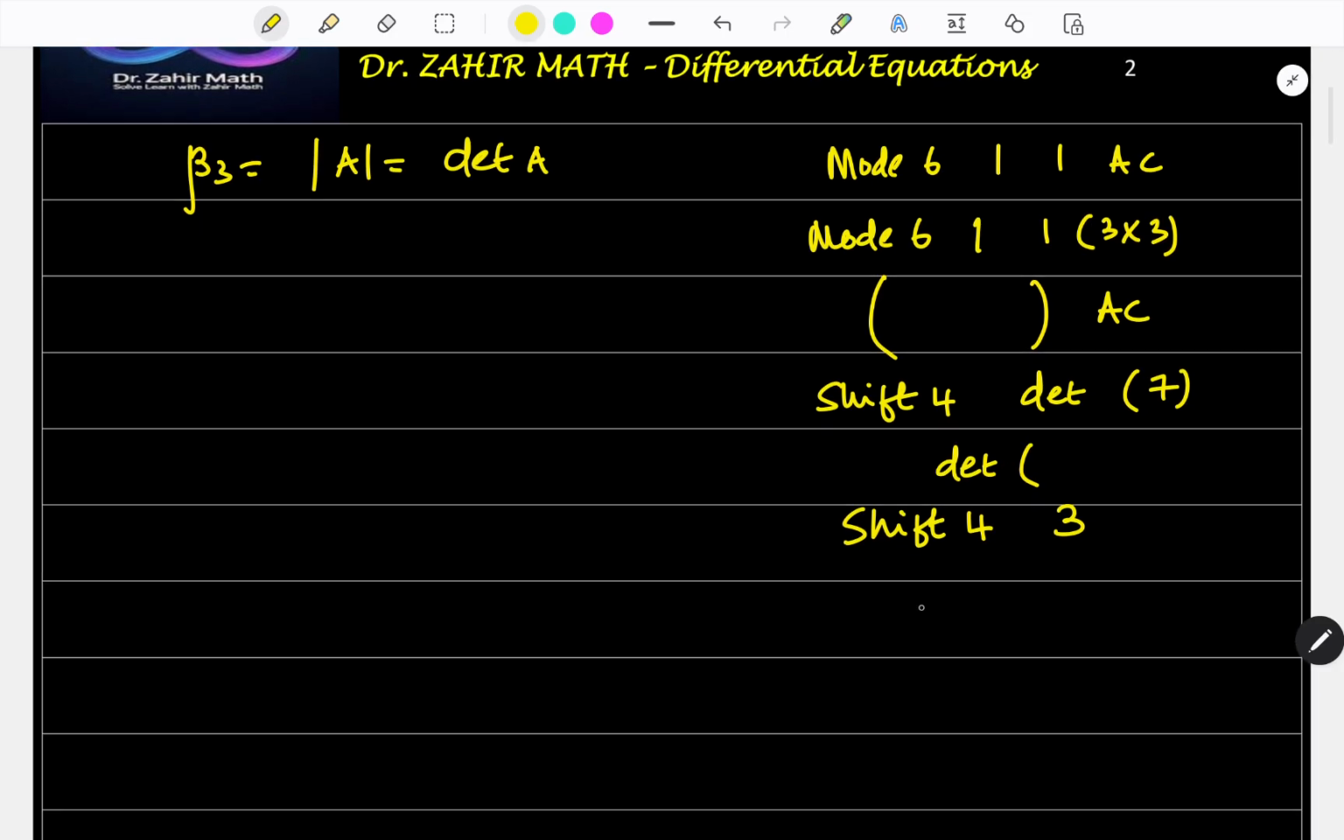So now your screen will look like det of mat A. This is the command we are going to give in the calculator: det of mat A, and then press the equal sign. You're going to get the answer 10.